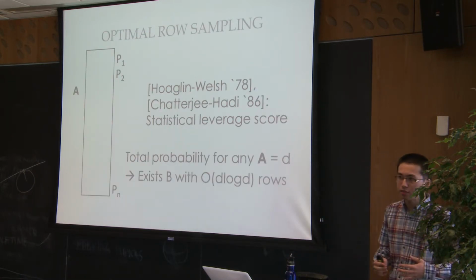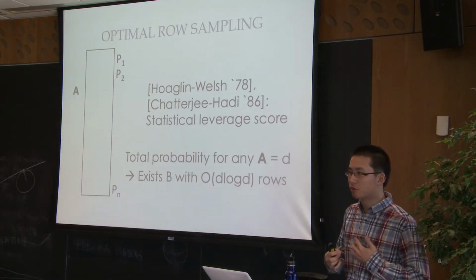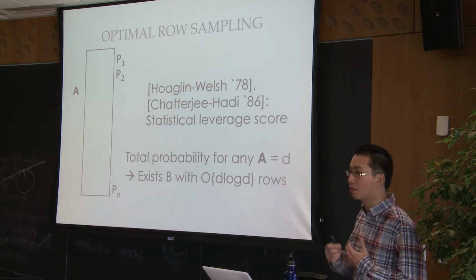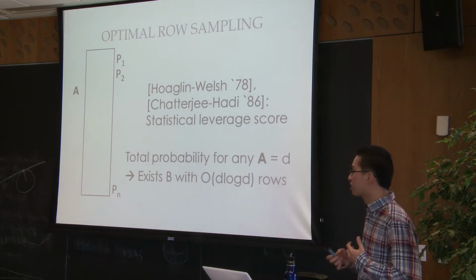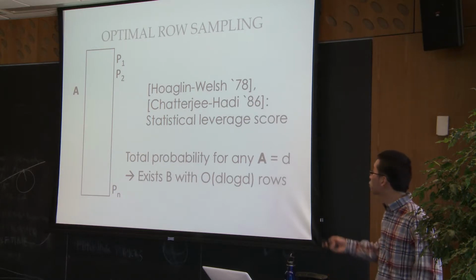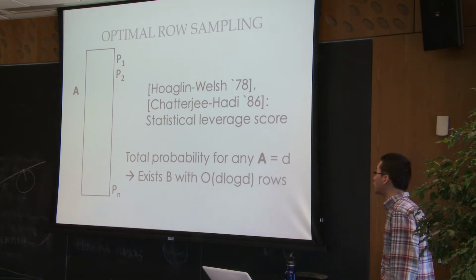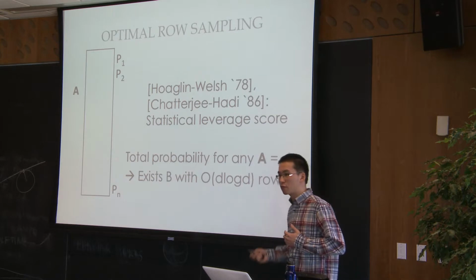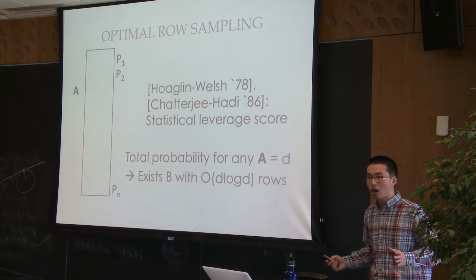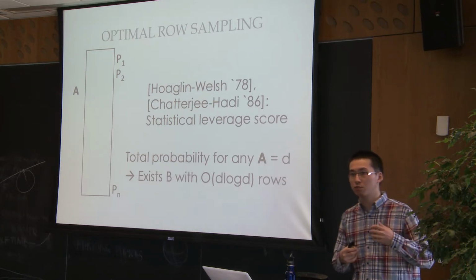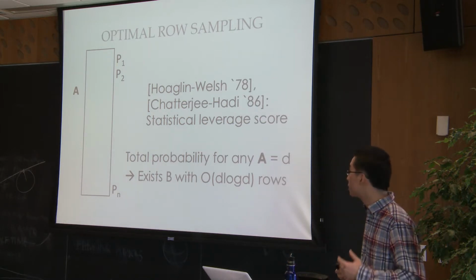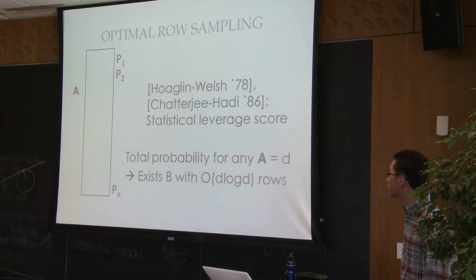As it turns out, the hard part wasn't to figure out what the optimal sampling probabilities are. There was actually a lot of work in statistics that figured out what exactly the right sampling probabilities will be. They were worked on by Hoaglin and Welsch and Chatterjee, who coined the term statistical leverage scores. I will not be able to describe what these leverage scores are, but you can think of them as the right probabilities that you assign to every row of A, such that if you sample by them, you get a good approximation matrix B.